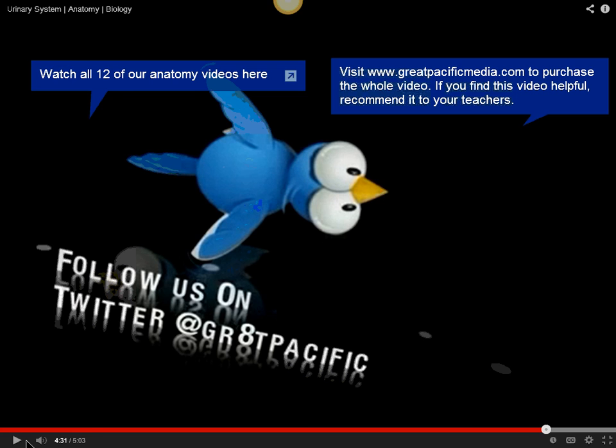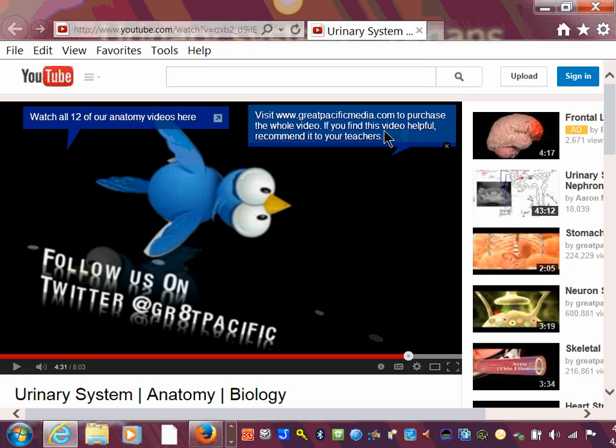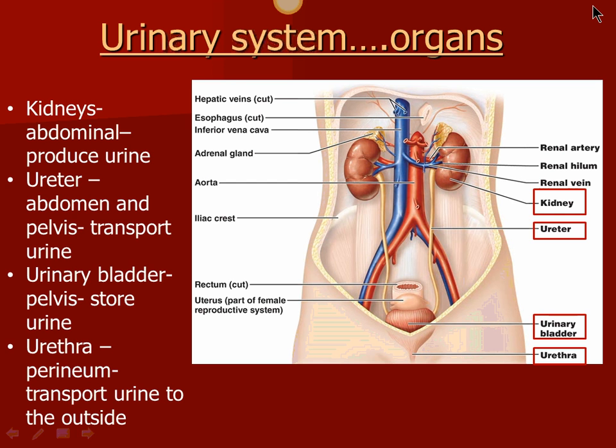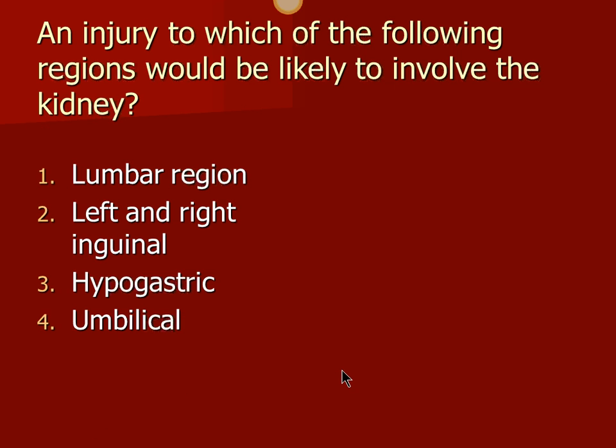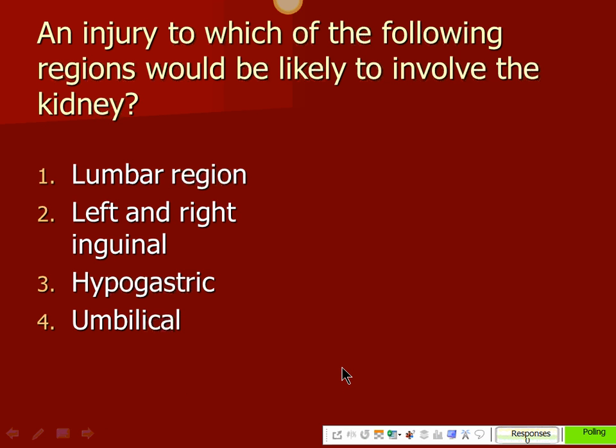So that's a very quick review of the kidney and how urine is finally formed. Now we'll break it down into little steps and go through all of that. So first, let's answer a few questions. An injury to which of the following regions do you think is going to involve the kidney?